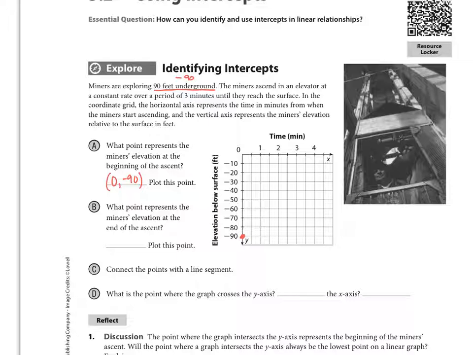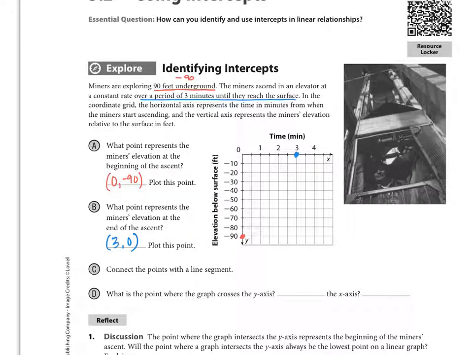Part B, what point represents the miner's elevation at the end of the ascent? Over a period of 3 minutes until they reach the surface. So we can think of surface as when the elevation is exactly 0, so they're not underground or above ground. And when 3 minutes is up, the miners will be at 0 feet elevation. So that's going to be the point 3, comma 0.